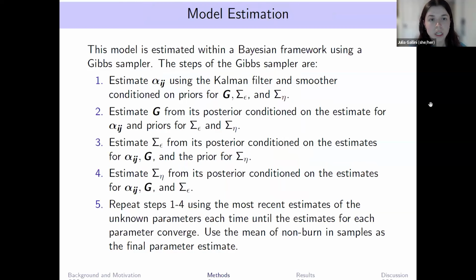Next slide. So the model estimation, we estimated it using a Gibbs sampler, so a Bayesian framework. I'm not going to read through all of the steps for the sake of time, but in general, we are estimating each parameter from its conditional posterior distribution, and those distributions are going to be conditioned on either the prior for the other parameters on the initial run through of the sampler, or the updated estimate of each parameter. We repeat these steps over and over again using the most recent estimates of the unknown parameters each time until these estimates have converged. And then we take the mean of the non-burn-in samples as our final parameter estimate.